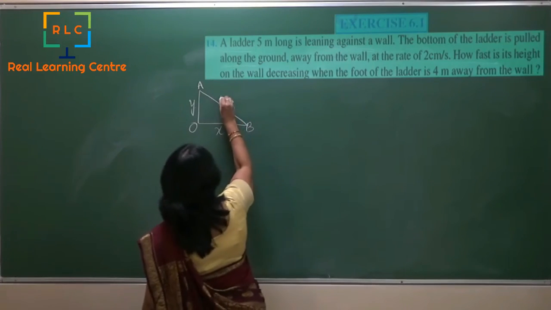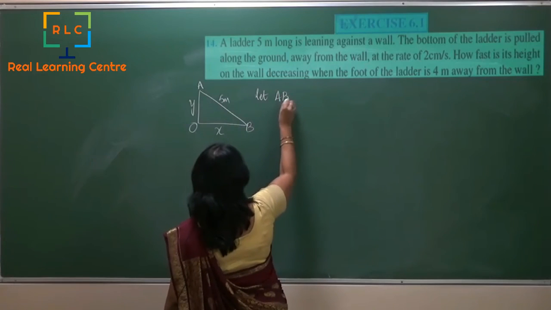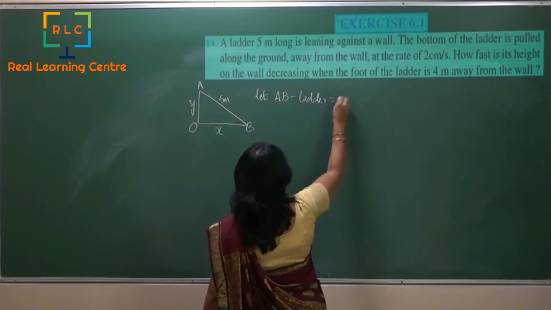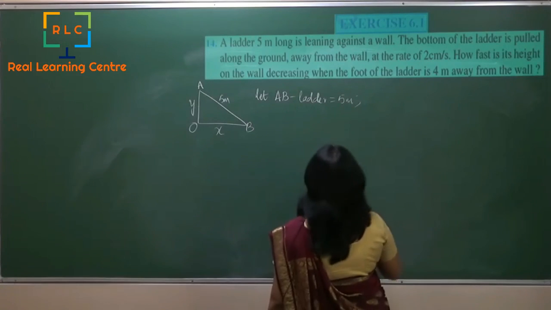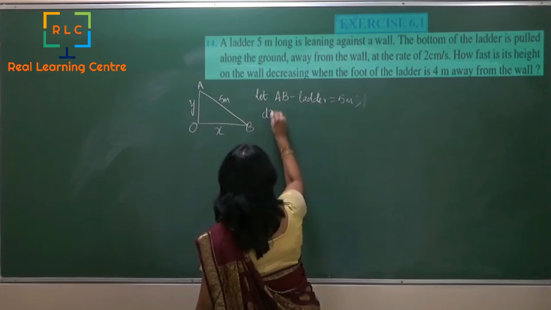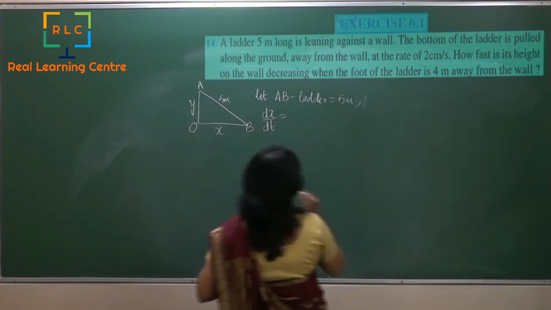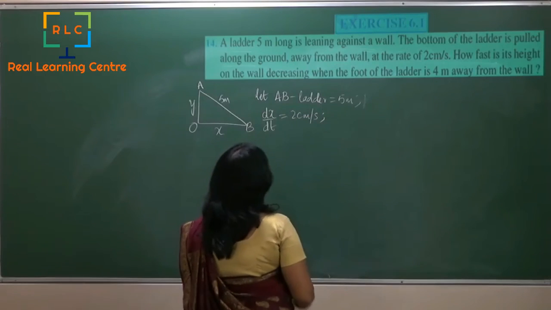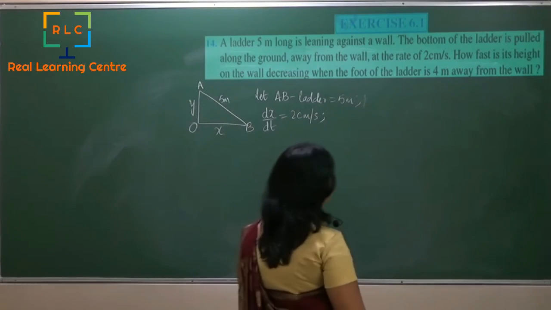A ladder is 5 meter long. So let us write, let AB be the ladder, which is equal to 5 meter. The bottom of the ladder is pulled along the ground, which means that dx by dt is at the rate of 2 centimeter per second.